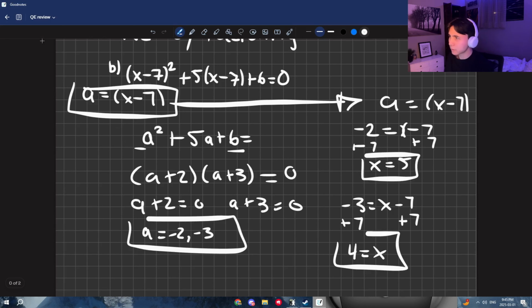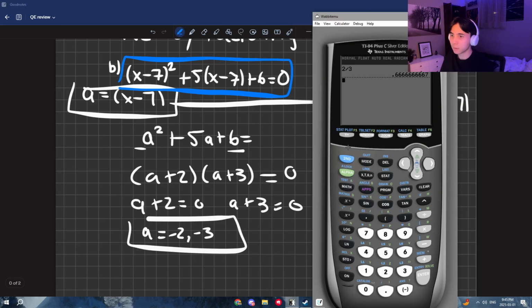And the way we actually check this is, again, we're going to use our calculator. We have this original equation here, which I'm going to outline in blue. What we can do with that is plug it into our calculator and see if we're right. So the left side of our equation here is going to be x minus 7 squared plus 5 times x minus 7 plus 6, and the right side is equal to 0.